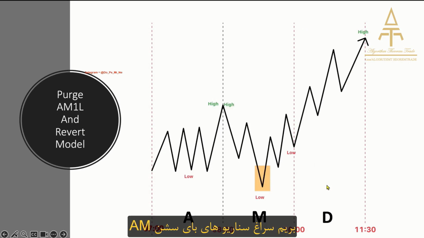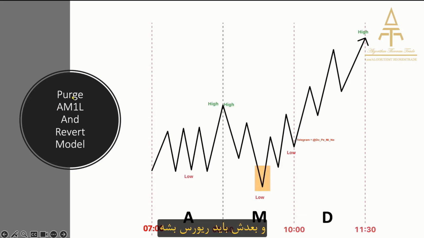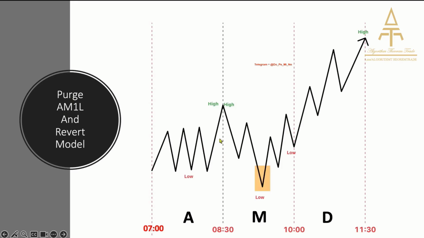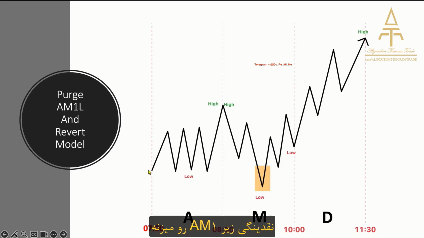Alright, so now we're going to take a look at the AM long scenarios. The first long scenario is a purge of the first AM cycle's low, and a revert should occur after that. This occurs when the first AM cycle has been a consolidation, when the market went sideways, then at 8:30 the market begins to run lower, purging sell side liquidity below 7 to 8:30, below that first AM cycle.